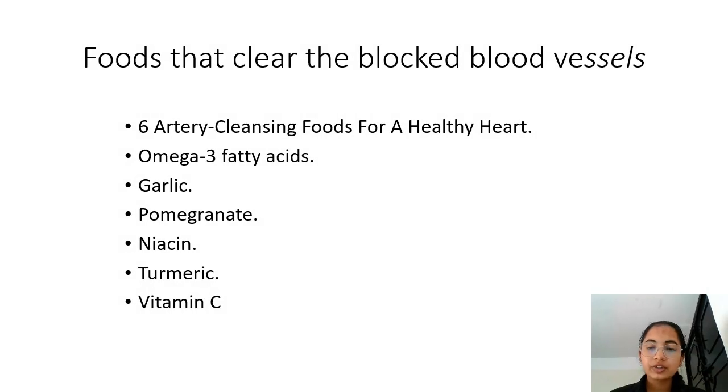So next is foods that may clear the blocked blood vessels. First is six active cleansing foods for a healthy heart: omega-3 fatty acids, garlic, pomegranate, lichen, turmeric and vitamin C.